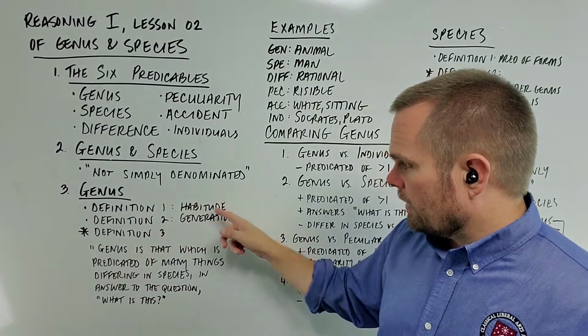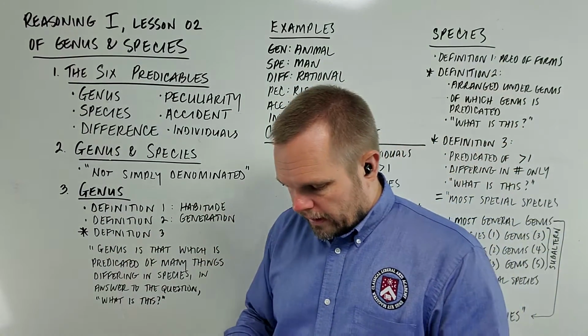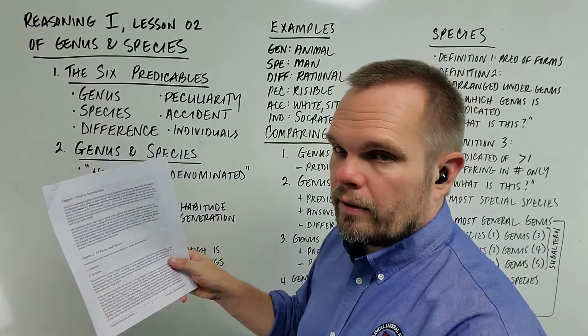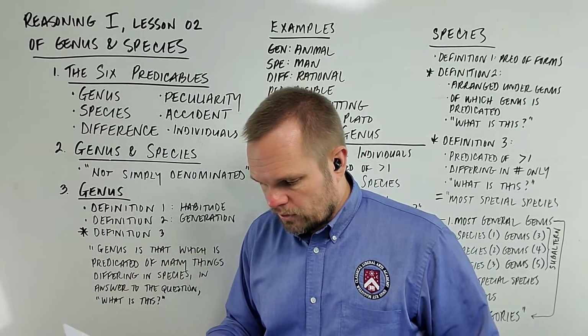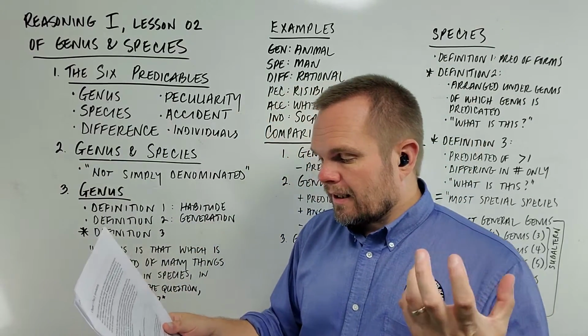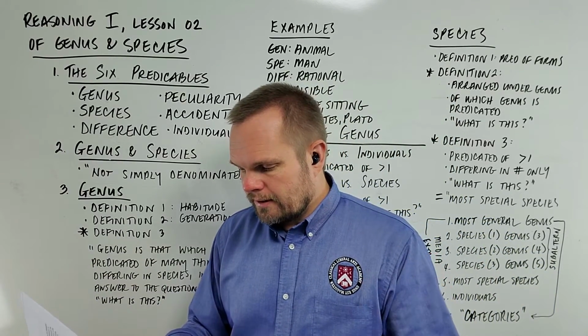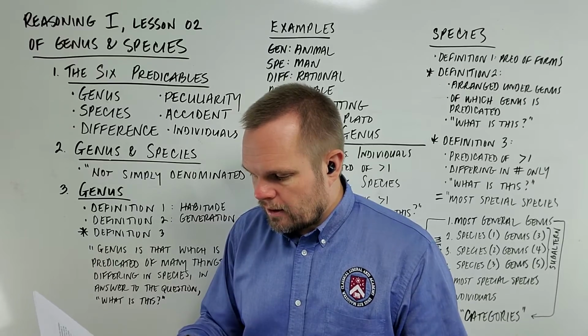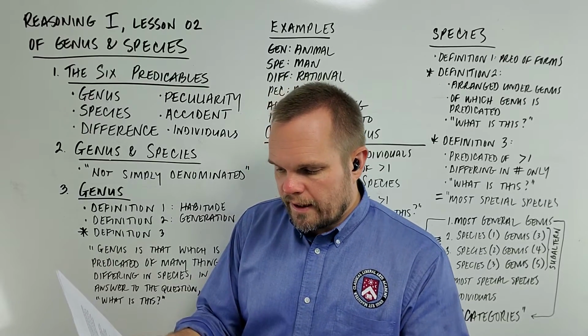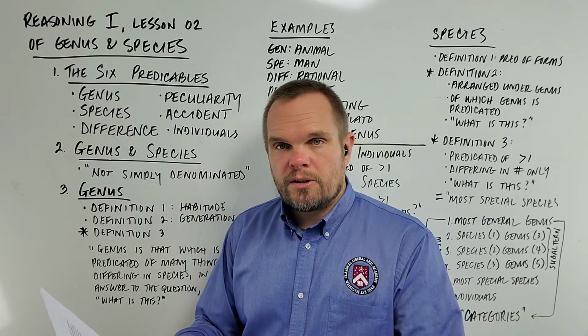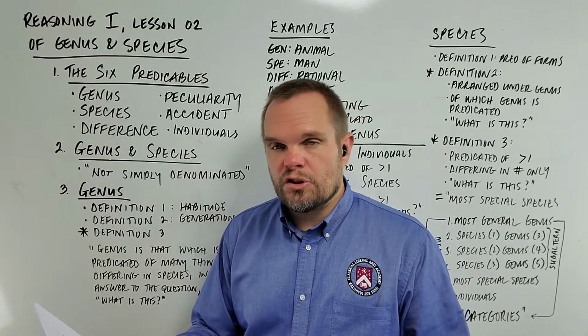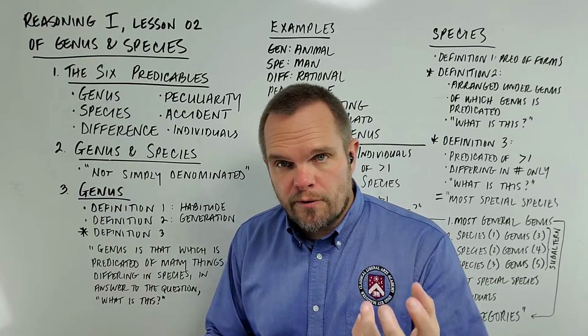The first definition has to do with habitude, and this is right in the first paragraph of your lesson in chapter 2. He writes, "A collection of certain things subsisting in a certain respect with reference to one thing and to each other is called a genus." So this is the first use.